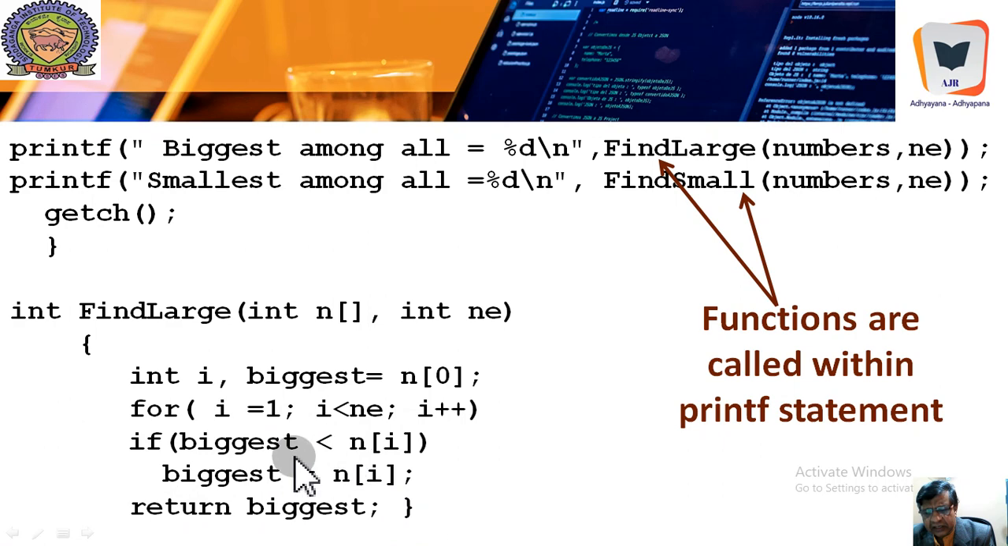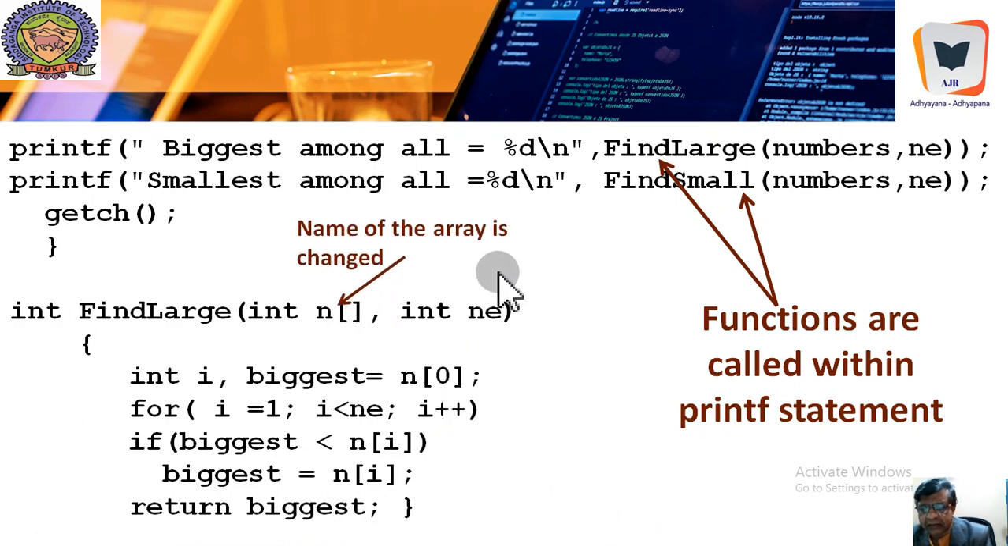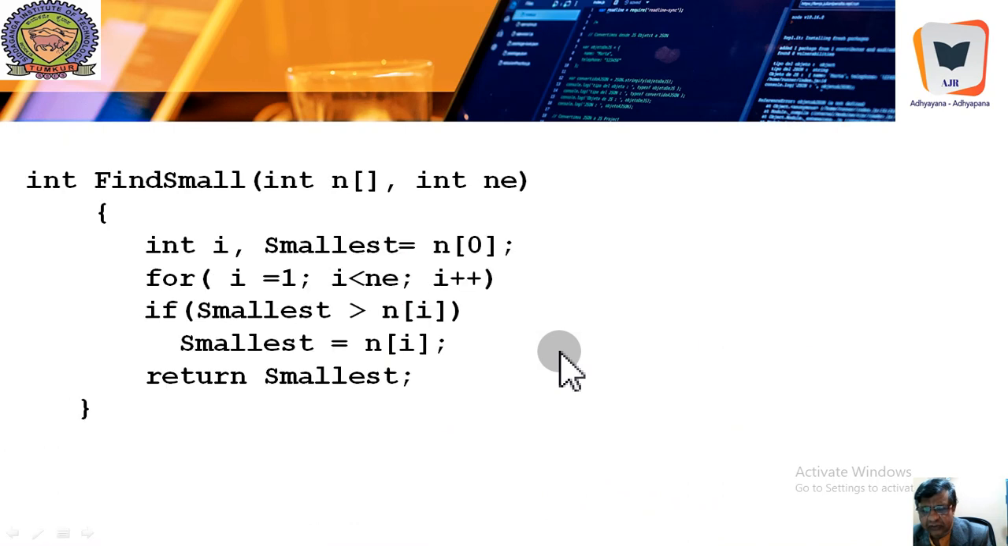So it will be cycling around like this, and after the completion of the for loop, what comes out is the real biggest, and it will be promptly returned to the calling function by this return statement. The name of the array is changed. Okay, this is to be noticed.